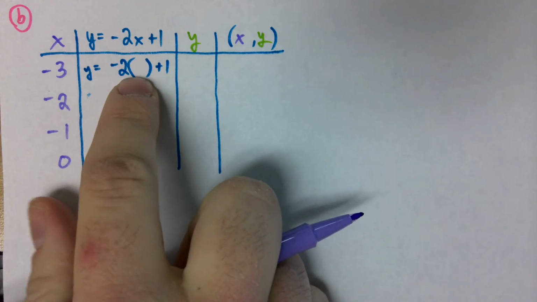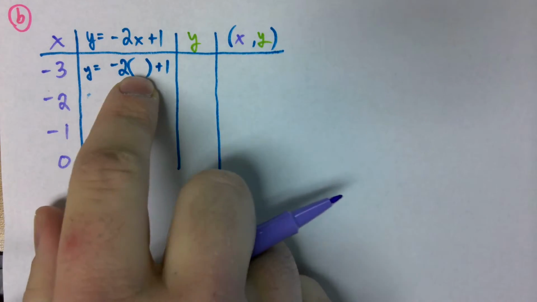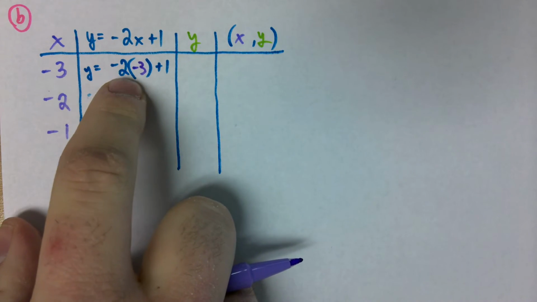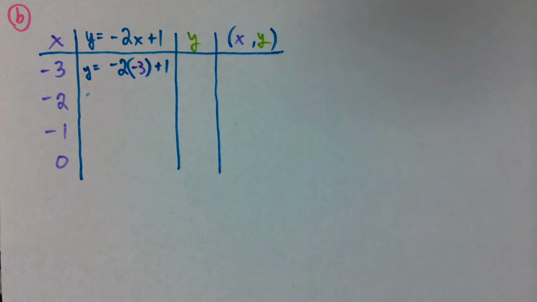And what number are we going to plug into these open parentheses here? Negative 3, that's right. That's our first x value. We're going to plug that in right here. And now we have to do a little bit more. We have to do one additional step.